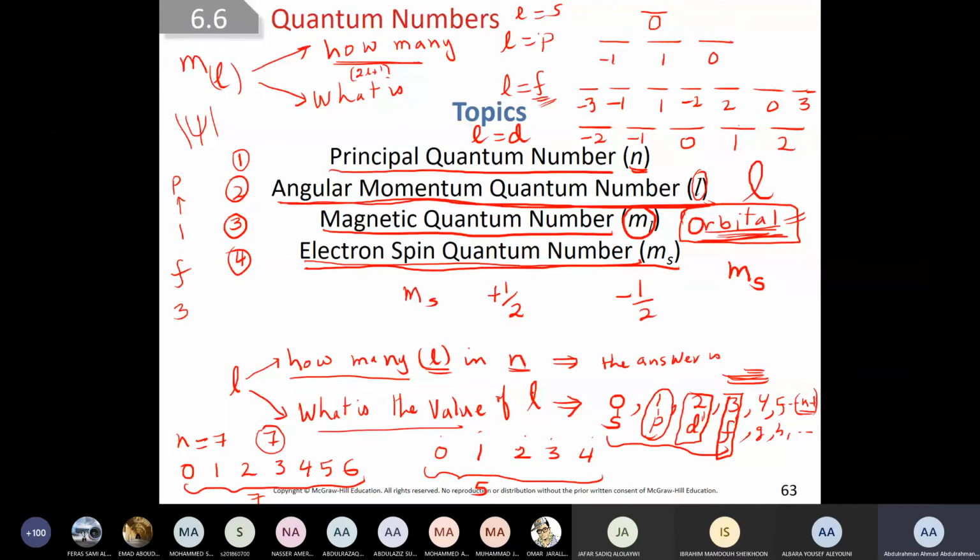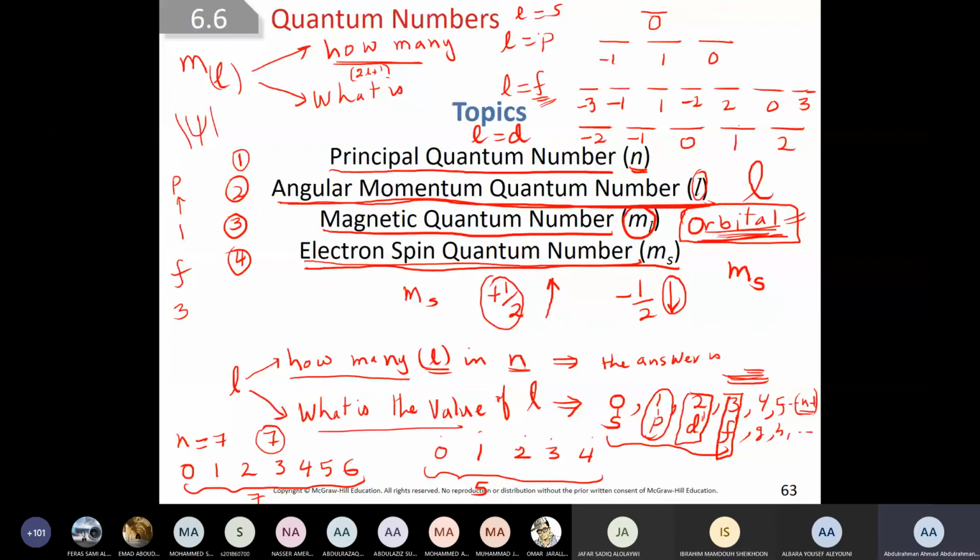And we represent the ms by an arrow. So we have an arrow going up and an arrow going down. The arrow going up will always be given the value plus half, or minus half. It doesn't matter because they're the same energy. But the other one will then be minus half.